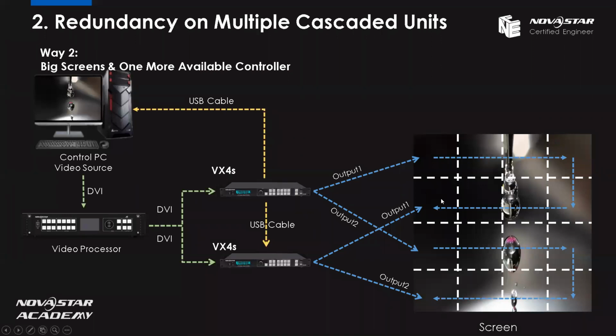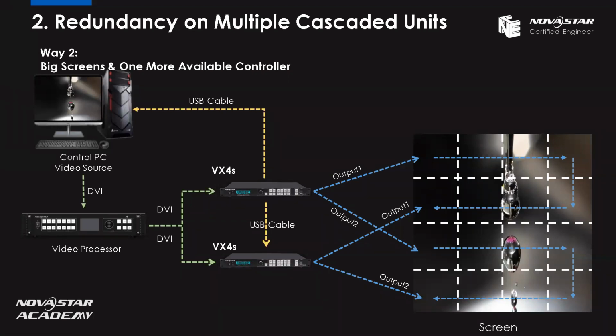So the last receiving card right here, there should be one more available port on this receiving card on this cabinet. So we can use the other output 1 of our redundancy controller, the second VX4S, to connect to this receiving card. The same for the output 2, and also if you have output 3 or 4, that's all the same. But in this structure, we are using the USB cable to do the cascading.